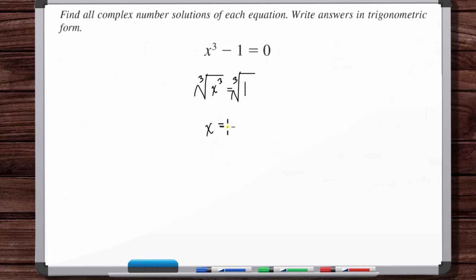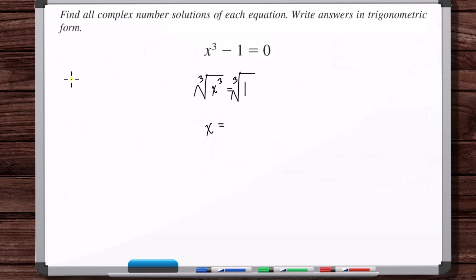This isn't really a radical, because we're not looking at this as the principal cube root of 1. We're looking at this as: what are all of the numbers that, when you cube them, you get 1? That's what we're looking at it as. So, how do we solve for those? Well, we know how to do that, right?